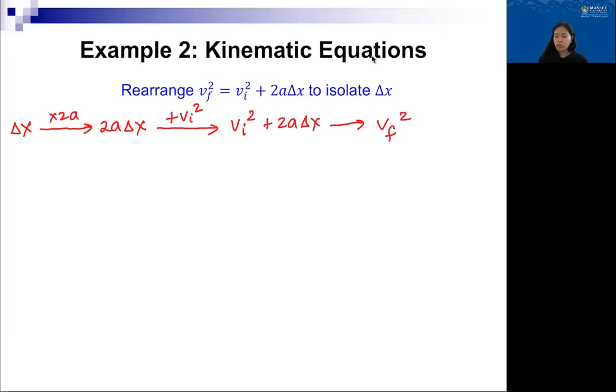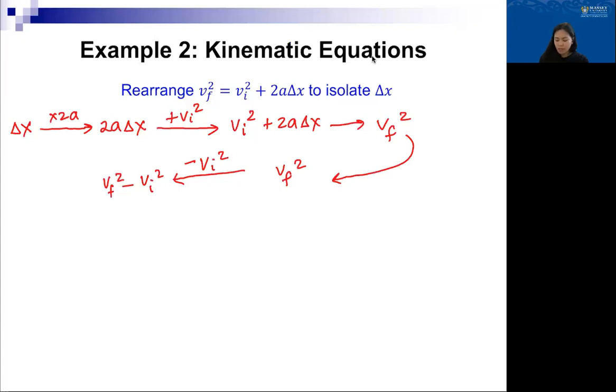Now you have to do the reverse operation. So starting from vf squared, you undo the last thing that you did in building up your equation. So the last thing you did was to add vi squared here. That's the last thing that you did, add vi squared. So that means you have to do the reverse operation and subtract vi squared. So you therefore have vf squared minus vi squared.